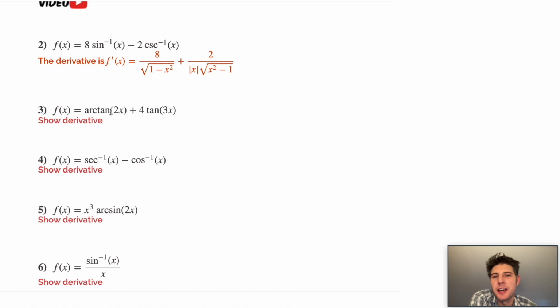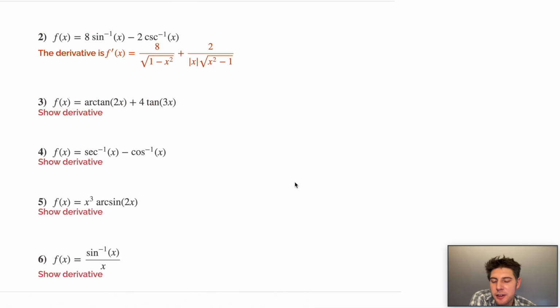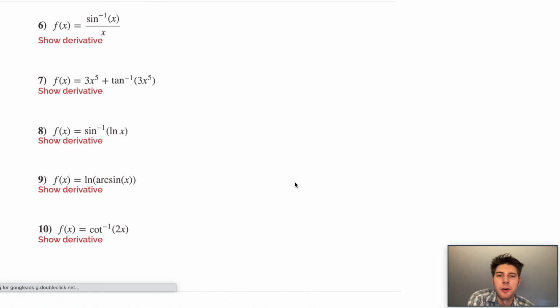Arctan means the same thing as tangent inverse. I even mentioned that up here. So arctan is the same thing as tangent inverse, just another way of writing it. You can try some of these other problems, 10 of them in total you can try out.